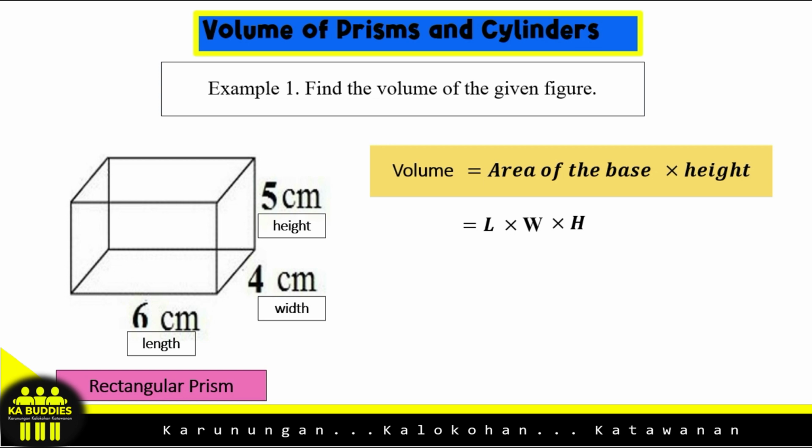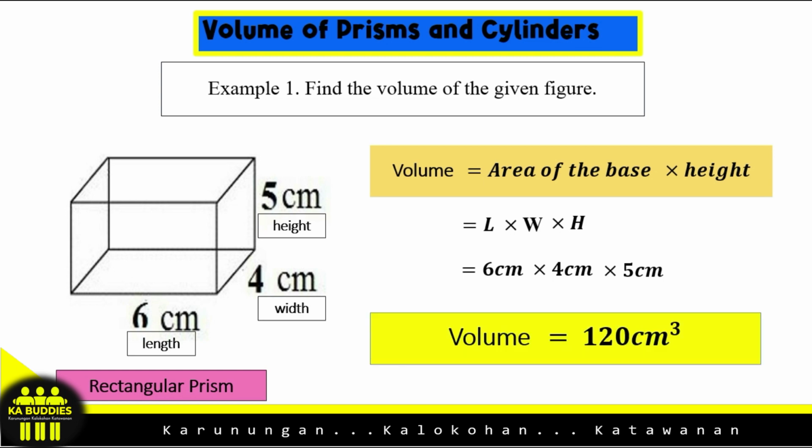Now, we are just going to substitute the given value. Length times width is equals to 6 cm times 4 cm times the height. The given height is 5 cm. We are now going to compute for the following. 6 times 4 times 5 is equals to 120. Therefore, our final answer is 120 centimeter cube or 120 cubic centimeter. That is how we find or solve for the volume of a rectangular prism.